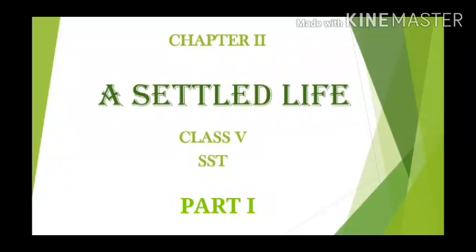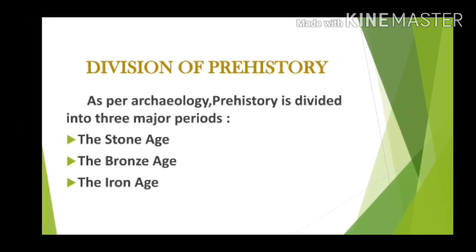Hello everyone. Today we are going to cover part 1 of chapter 2, A Settled Life from your class 5 SST book. In our first chapter we studied about the earliest humans, their evolution and the journey as hunter-gatherers. Now in this chapter we will learn about how their life transformed from hunter-gatherers to a settled life. So let us begin with the division of prehistory.